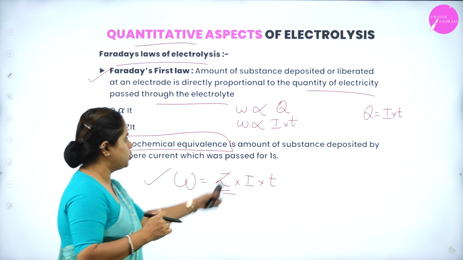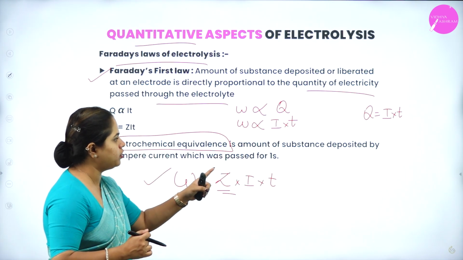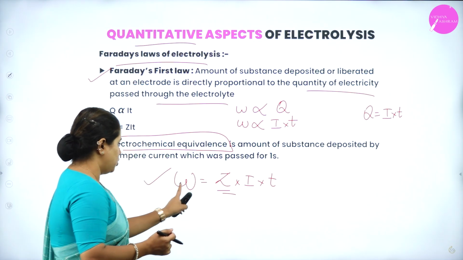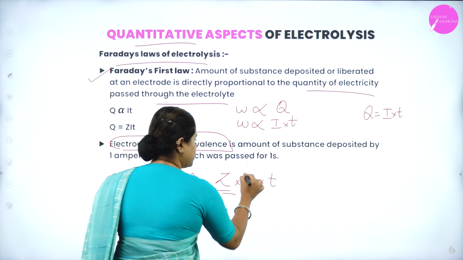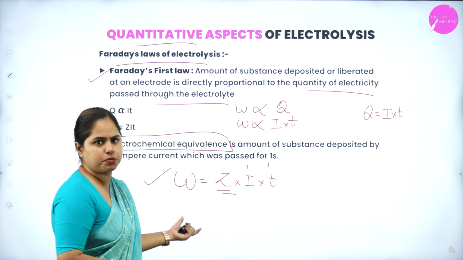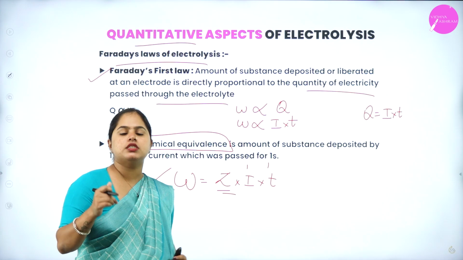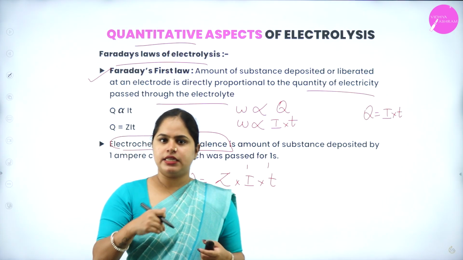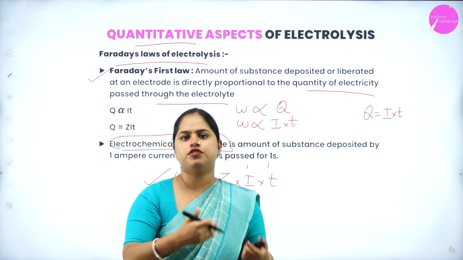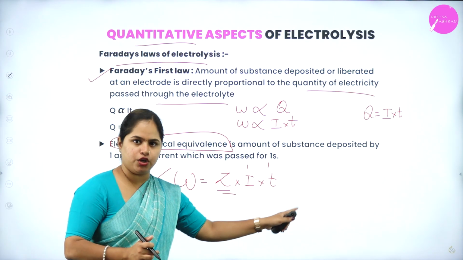I hope it is clear. So this Q I have written as I into T. Now what is electrochemical equivalence? It's the amount of substance deposited by 1 ampere current which was passed for 1 second. So W and Z will be equal when I is 1 and T is 1. So we can define electrochemical equivalence as the mass of substance deposited when current is 1 ampere and time is 1 second. So this is Faraday's first law. I hope it is clear. That is, how much amount of substance is deposited will be directly proportional to the amount of electricity which is passed through it. So the equation is W = Z × I × T.